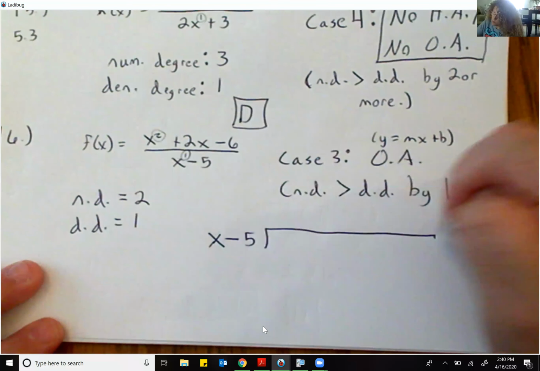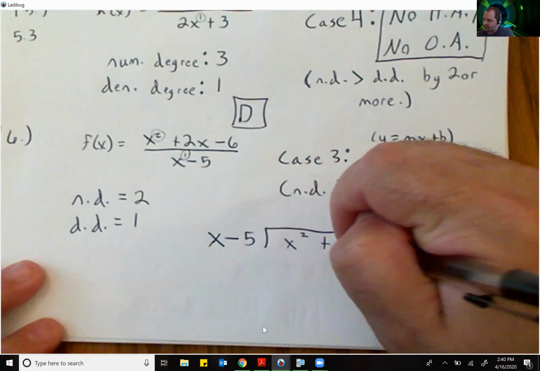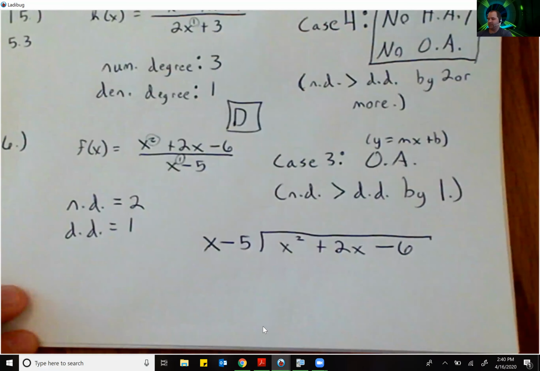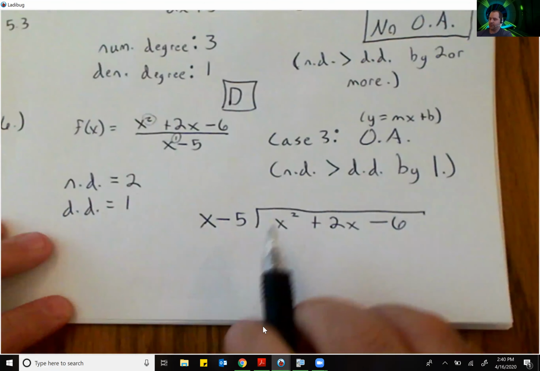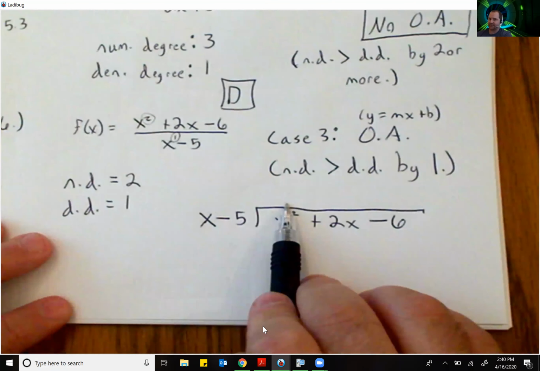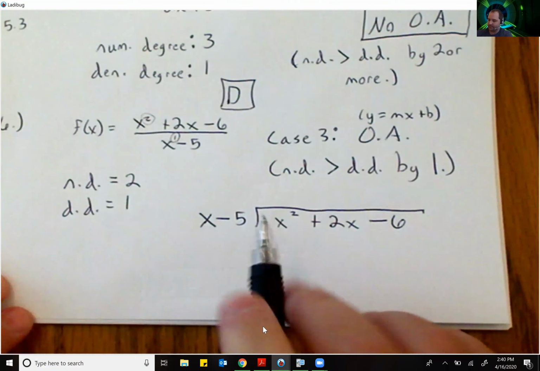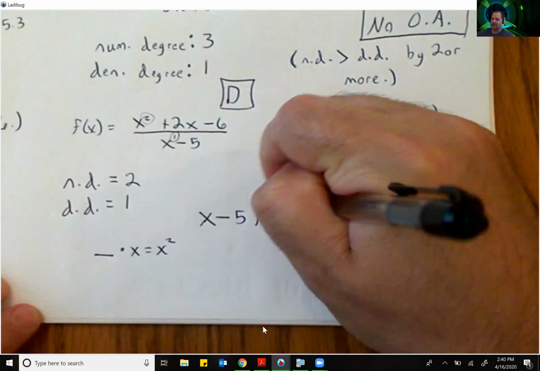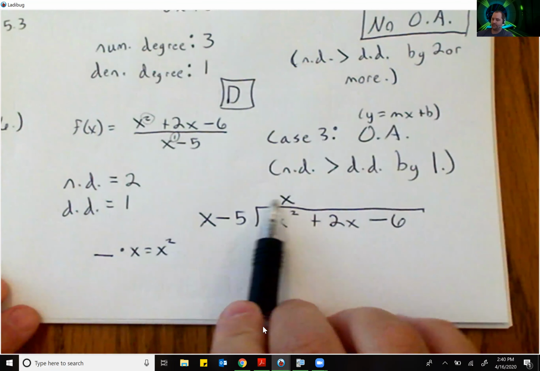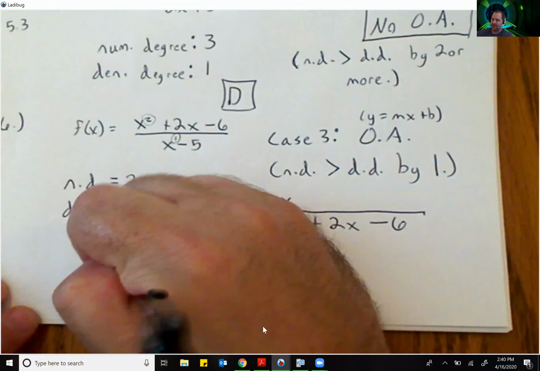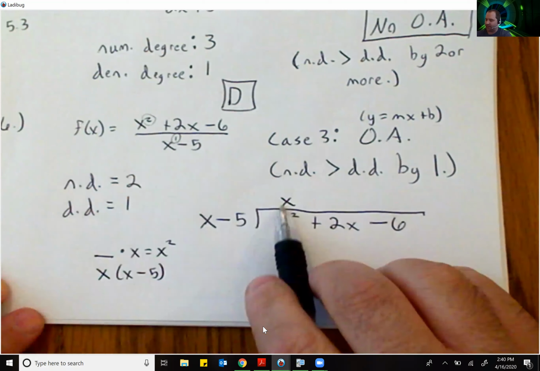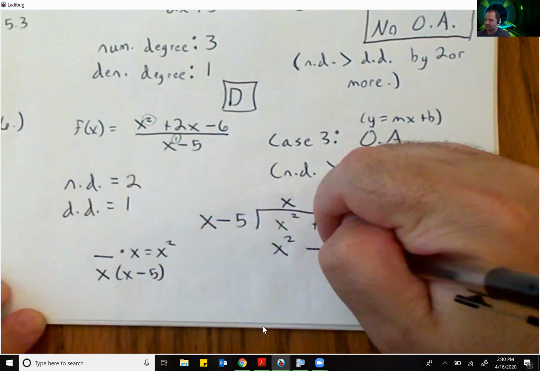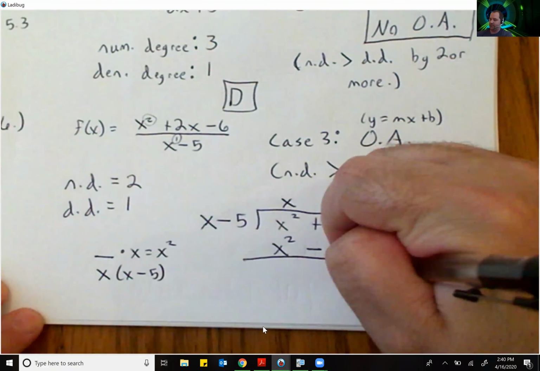So we're going to take x squared plus 2x minus 6. All right, let's do long division. What times x will give me x squared? Another x. So we're going to take this x and multiply it through: x times x minus 5. x times x is x squared, not a shocker. x times negative 5 is negative 5x. And then what do we do going down now?